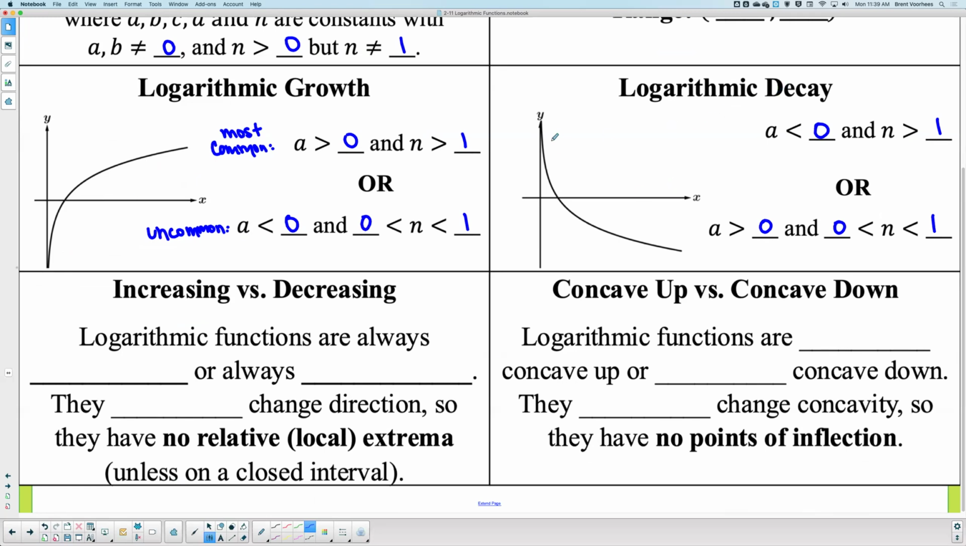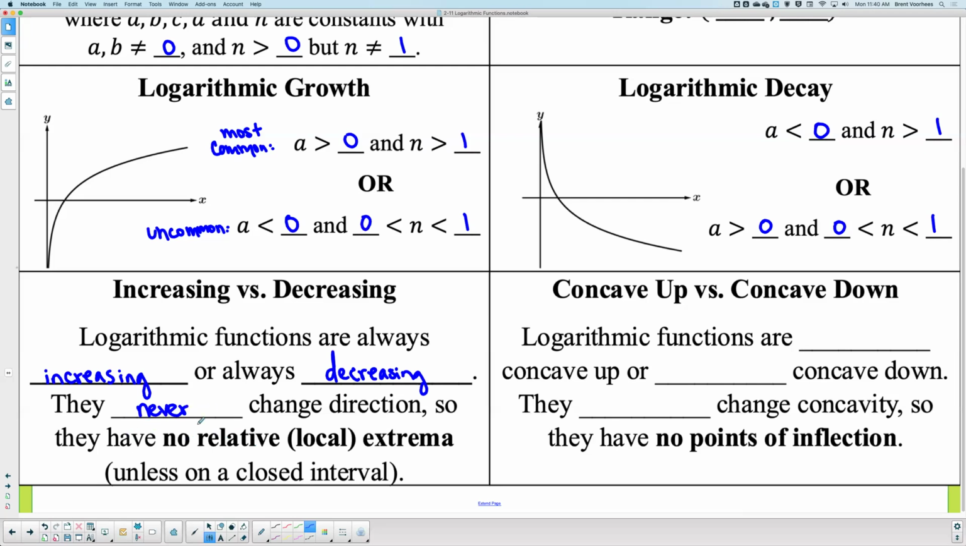Increasing. If it's decaying, what does that mean it's happening? Decreasing. Good. The graph will only increase or only decrease. That's what this is saying right here. Logarithmic functions are always increasing or they are always decreasing. They never change directions, ever. They're either increasing or they're decreasing. They are never changing directions. And that's the next blank. They never change direction.